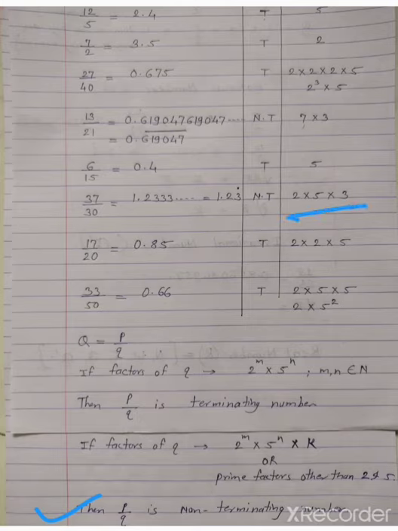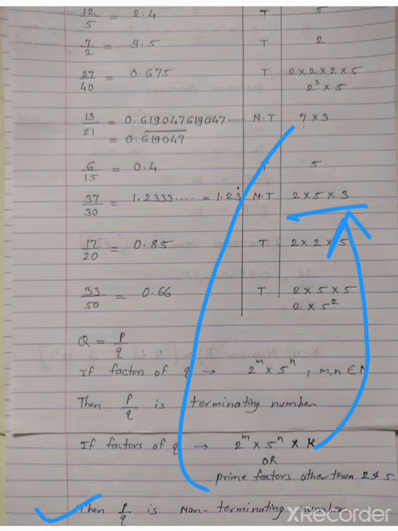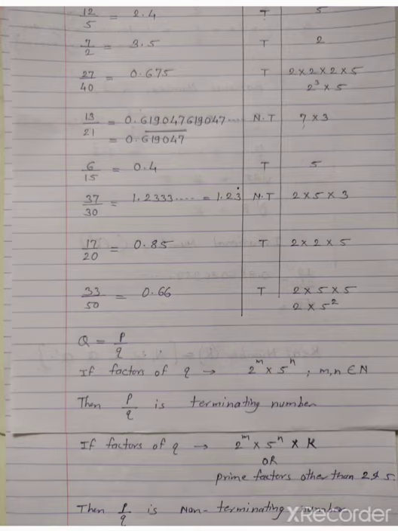So this is this situation, and this is this situation. So if this happens, then only the given rational number is non-terminating, and if the factors of the denominator are in the form of these, otherwise if it is 2 or if it is 5, then also the given rational number is a terminating number.